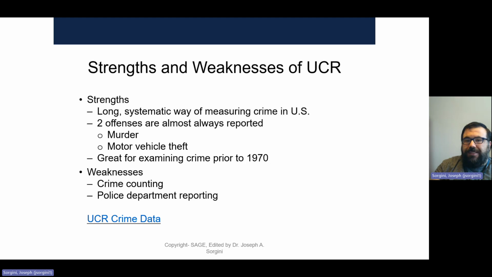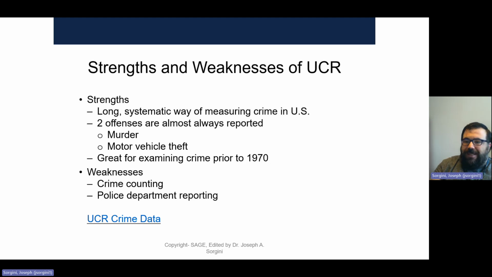But we do actually have a ton of information to tell us what the crime rate is. And we actually can look at the crime rate through a large historical trend, which we'll see as we get towards the end of this chapter. But also, we often see that there are some weaknesses, specifically outside of the two major offenses that are almost always reported, which you see listed there on the slide.